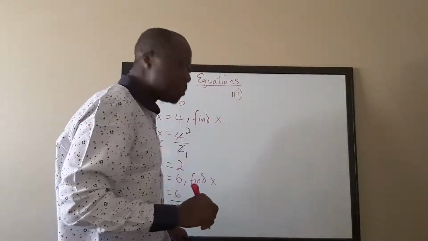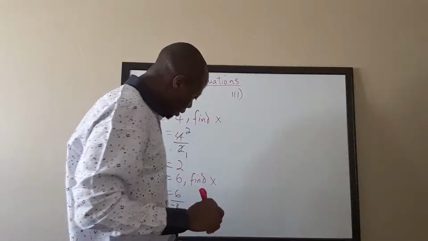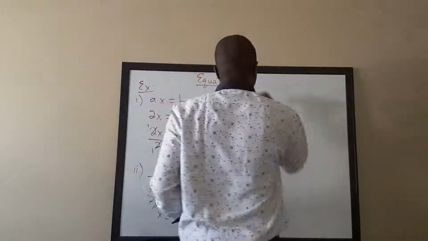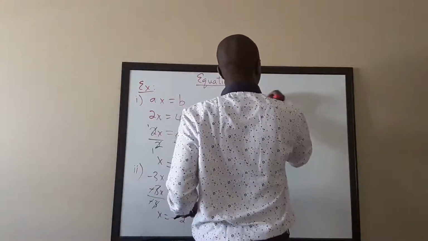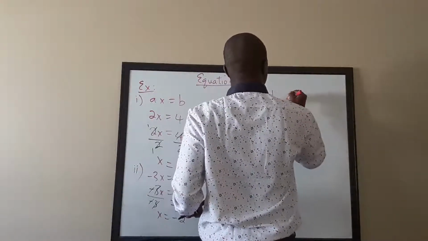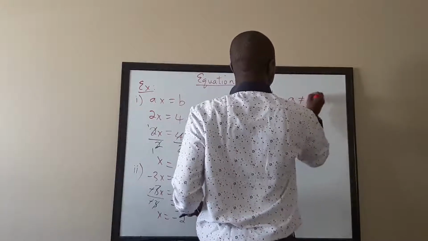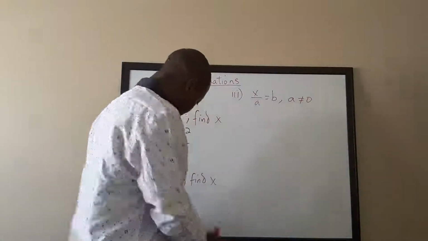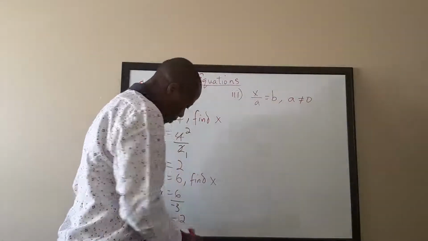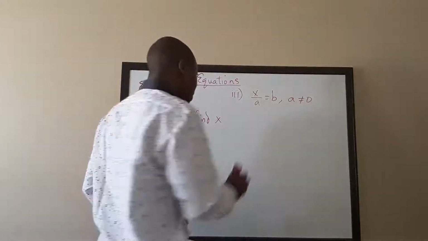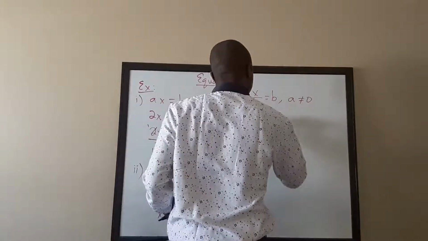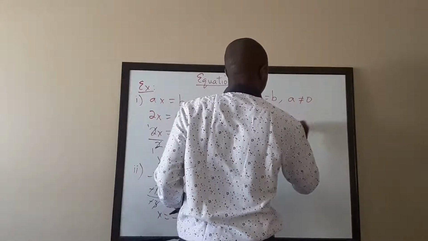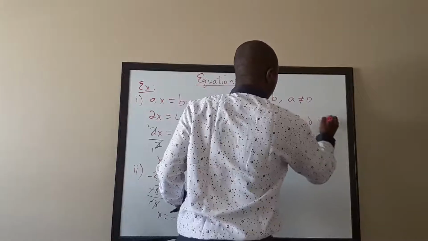So this time we want to move to a different form. The form is x over a equals b, a does not equal 0. The question is x over 2 equals 4. Find x.